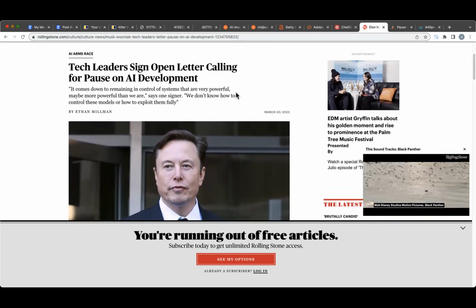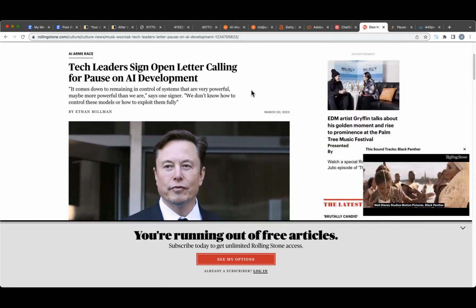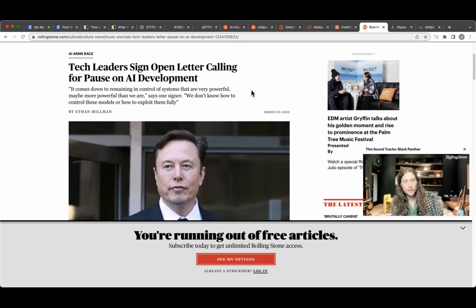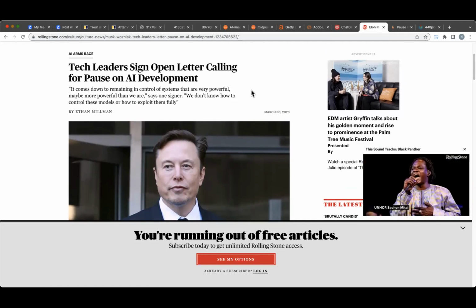Tech leaders sign open letter calling for pause on AI development. It comes down to remaining in control of systems that are very powerful, maybe more powerful than we are, says one signer. We don't know how to control these models or how to exploit them fully. So they want a 6-month pause on development of powerful AI models.